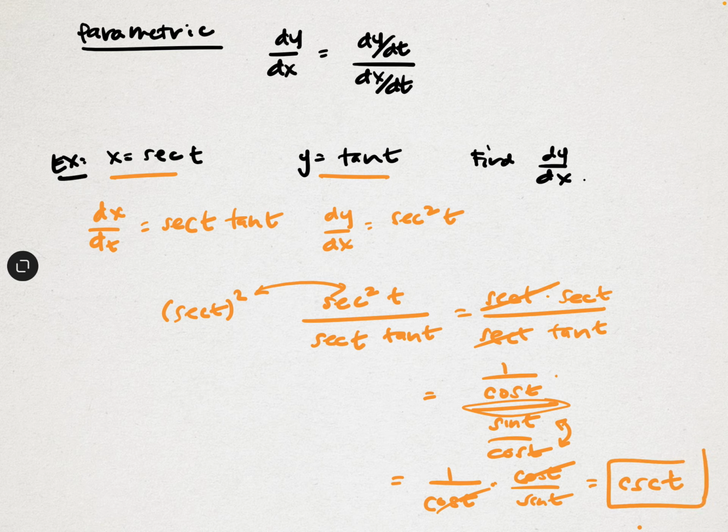Alright, not too tricky. It's just that you gotta do the derivatives of two things and then simplify a little bit using your algebra and your trig stuff. Alright, so that's it for our chain rule. Hopefully you guys had enough practice that you're comfortable with it and you can use it in any situation where it comes up.